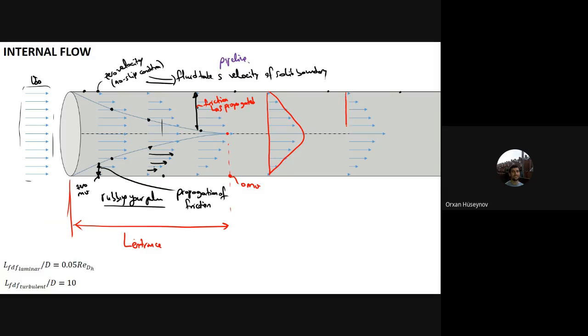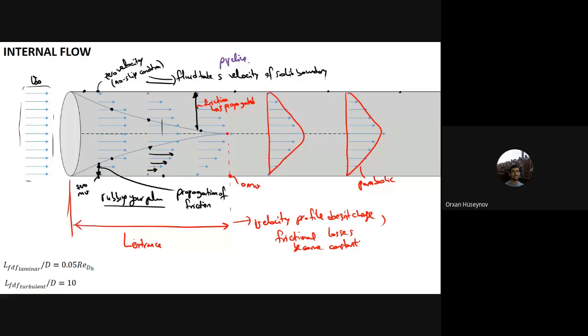Similarly here, you will have that friction. Okay, these are parabolic. This profile from this entrance length doesn't change. The profile doesn't change, and then frictional losses become constant. You have the frictional losses, but they are becoming constant.